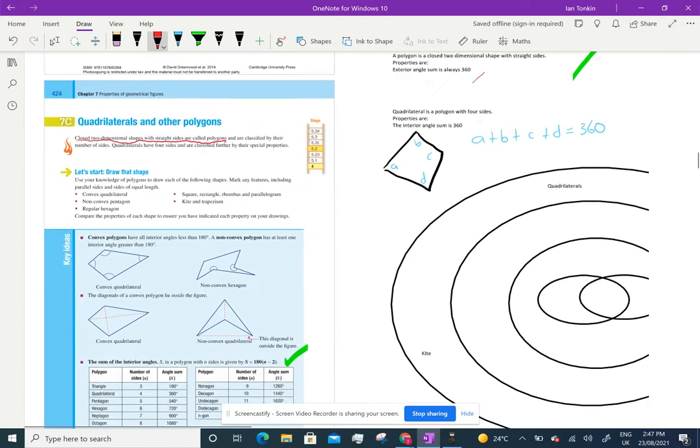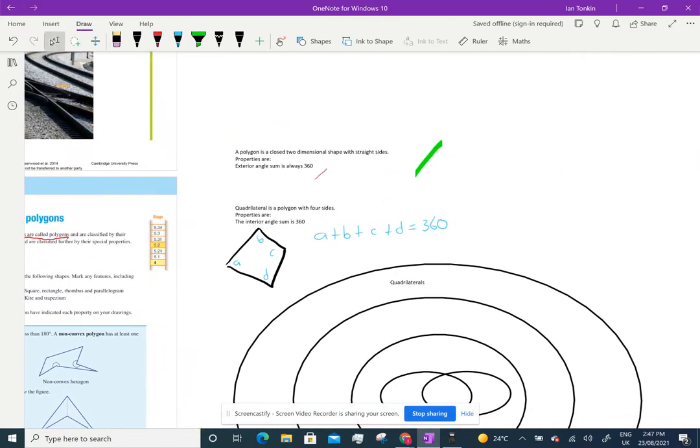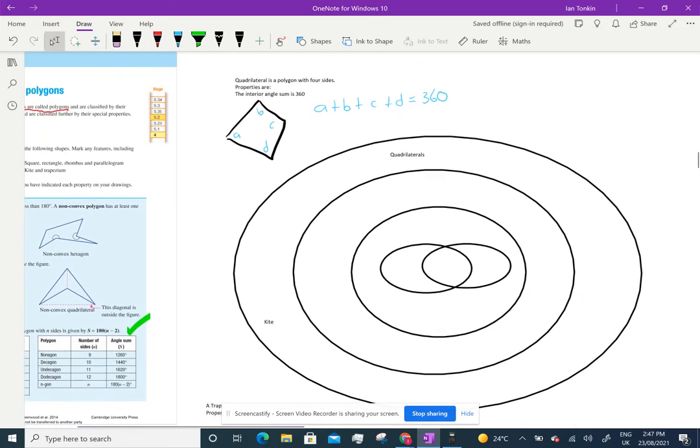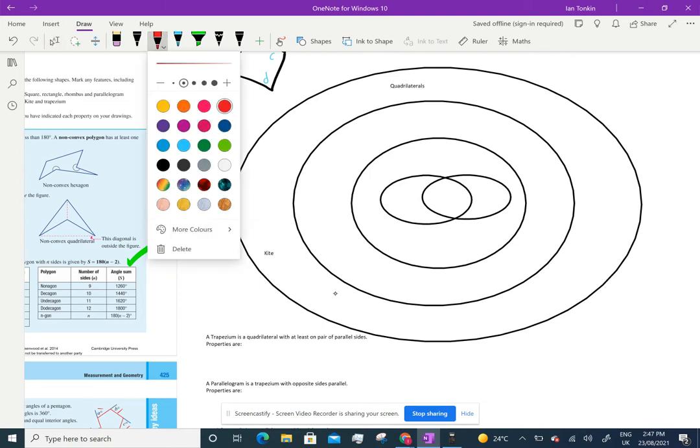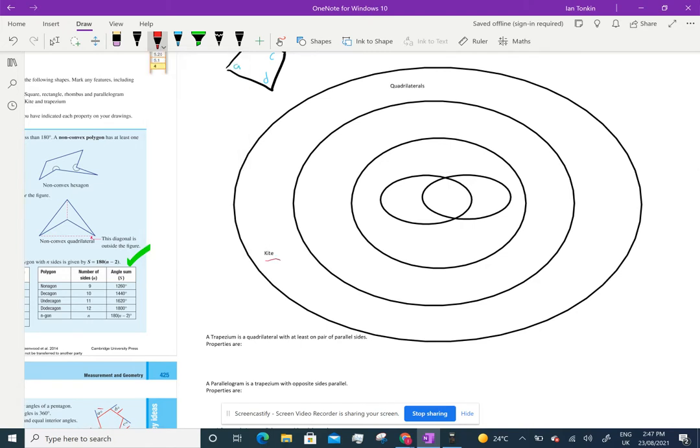So now we've got what a polygon is, a good definition, a quadrilateral. I've drawn a Venn diagram here. I'm going to fill that in as we go along, and we're going to go in order of least complex down to the most complex. Now, the only other one that is a bit dodgy is this kite here. It sort of doesn't fit in there. We'll do it at the end.